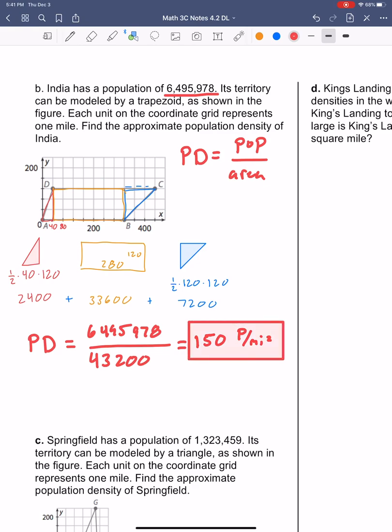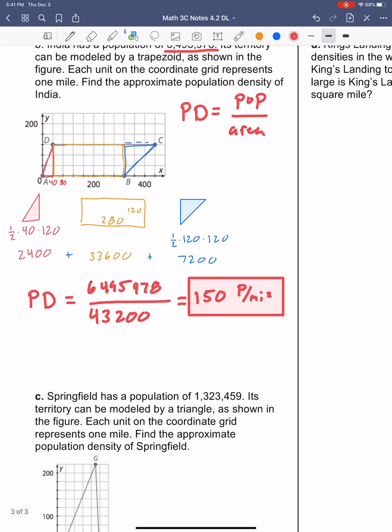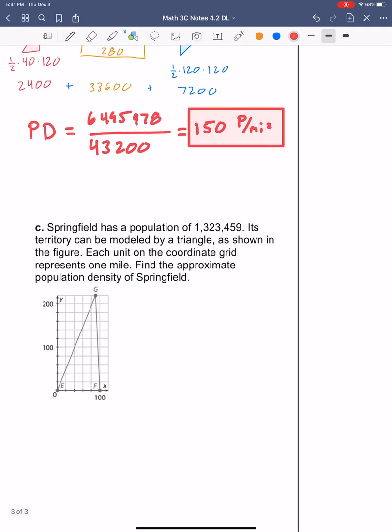So the problem's a little bit on the long side, right? But the math is not terribly difficult with them. Let's take a look at the next one here, which is about Springfield. It's got a population of 1,323,459, so a population right off the bat. And then we need to go ahead and find the area of this territory, which is a triangle.